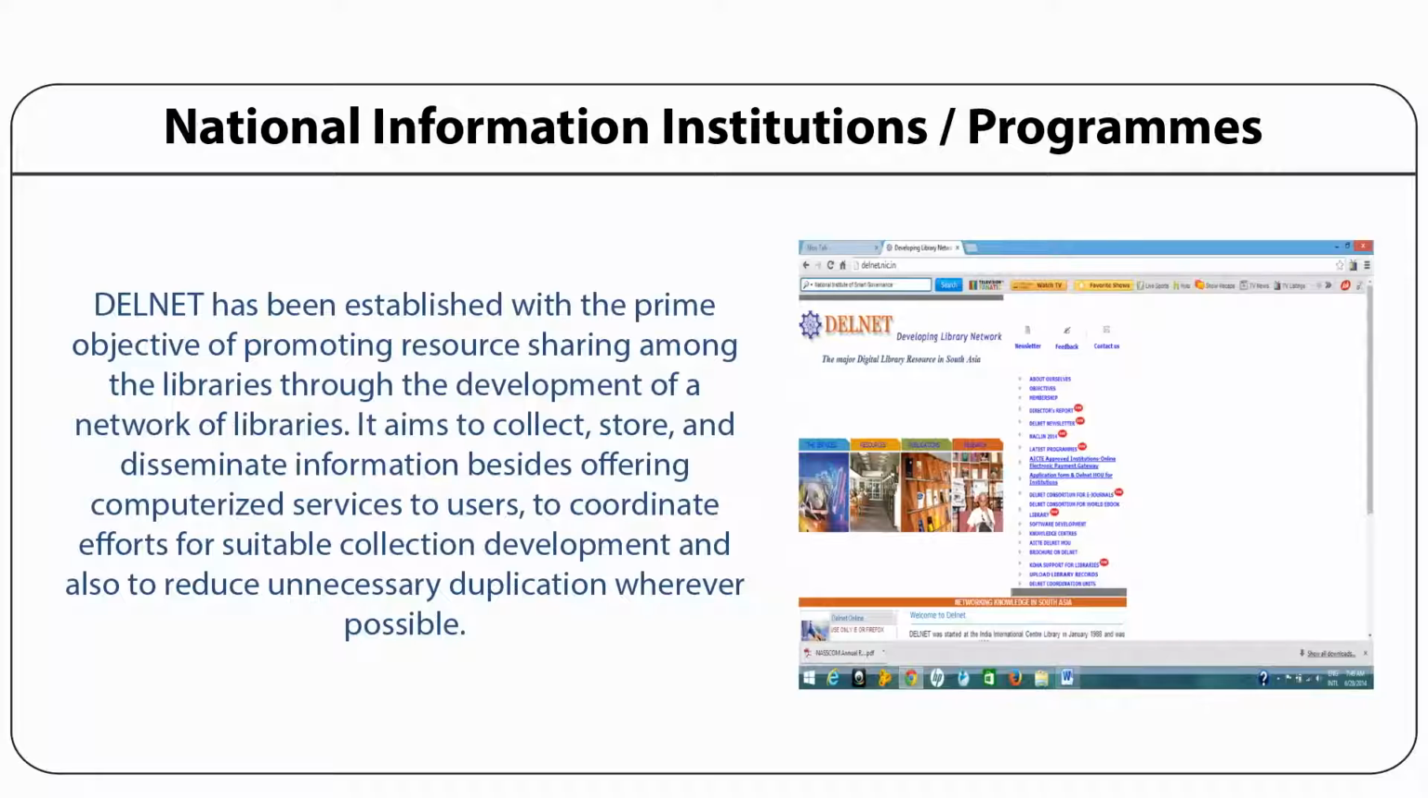DELNET, which is very famous and called Developing Library Network, has been established with the prime objective of promoting resource sharing among the libraries through the development of a network of libraries. It aims to collect, store and disseminate information, besides offering computerized services to users, to coordinate efforts for suitable collection development, and also to reduce unnecessary duplication wherever possible.